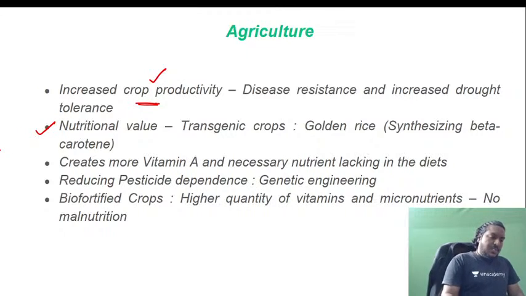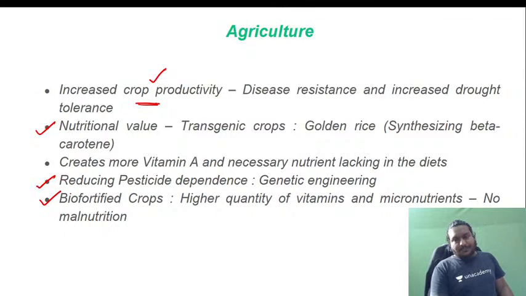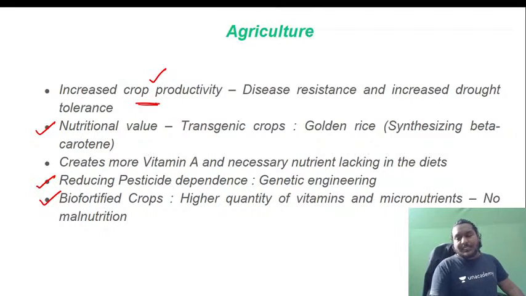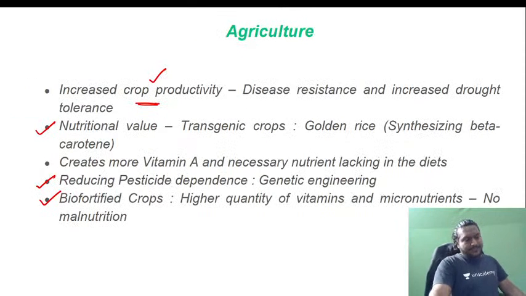And then you could also reduce pesticide dependence, and you could go ahead with biofortified crops. That means you would have a higher quantity of vitamins and micronutrients, which means there will be no malnutrition. So that is how and why you use biotechnology in the area of agriculture.